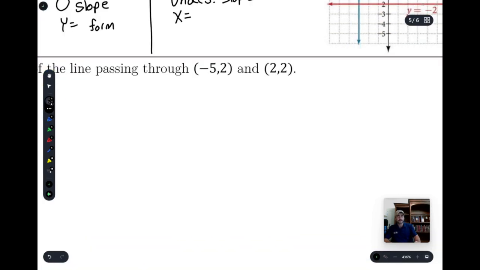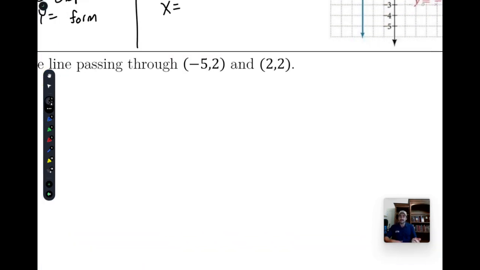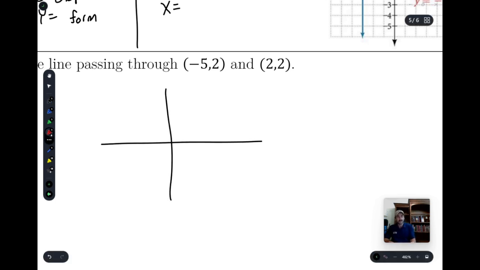And so here we go. I'm going to take 2 points. And instead of calculating the slope like we did last time, though you could do that and find it, I'm just going to plot these points and see what happens. So if you remember -5, 2, you go over 5, and you go up 2. So that's that point right there. -5, 2. I'm going to call that A for now.